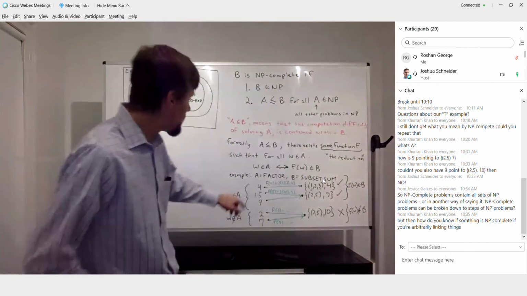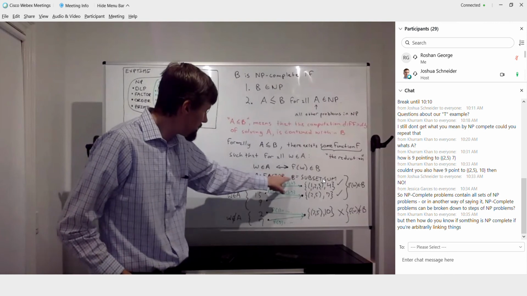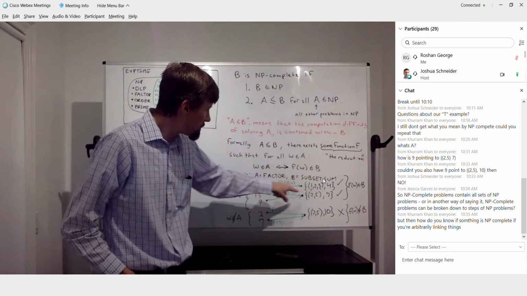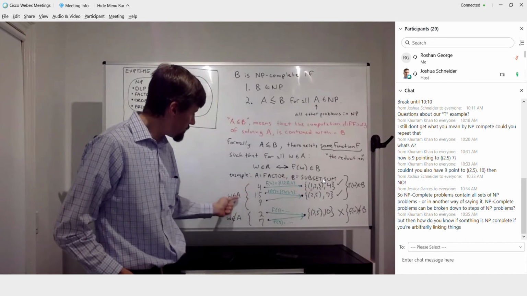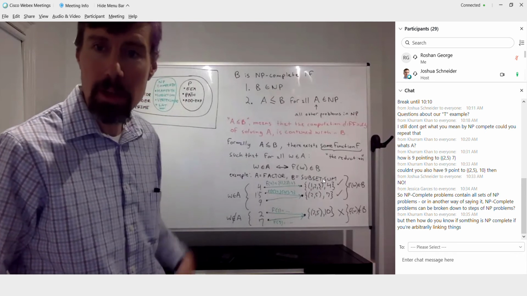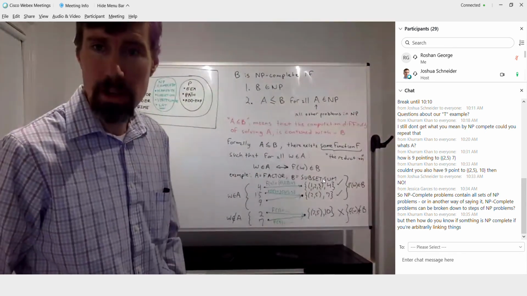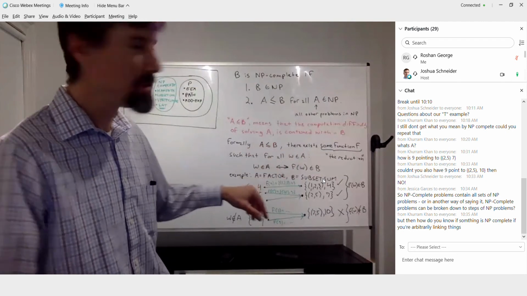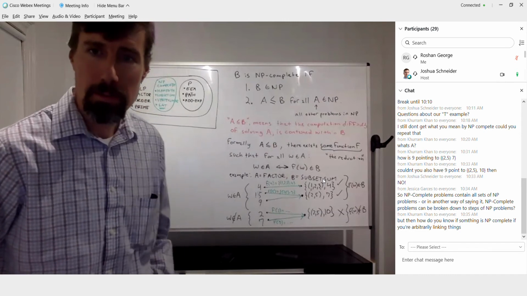I haven't done a proof here, right? This is by no means a proof. To prove using this method that I can reduce factor to subset sum, I'd have to write an algorithm that for every single integer in factor maps it somehow to subset sum. And this is not a proof. This is just explaining the definition of reducibility.